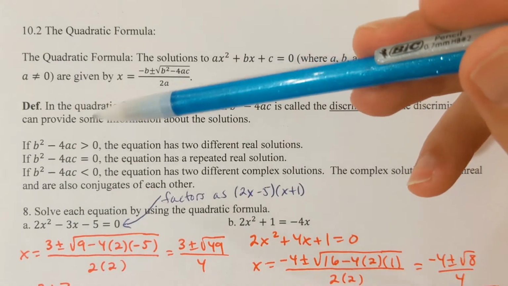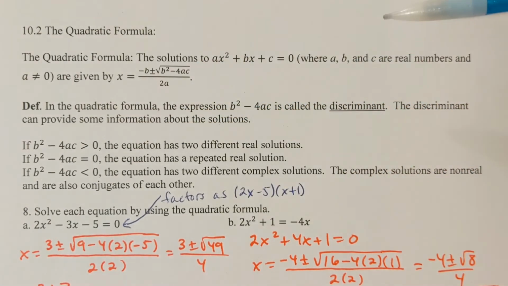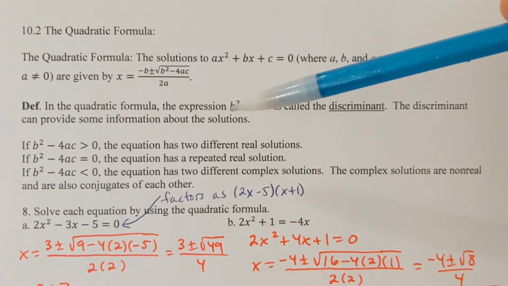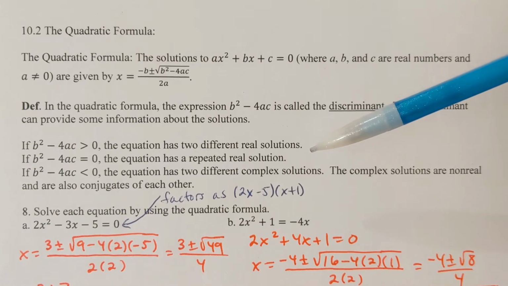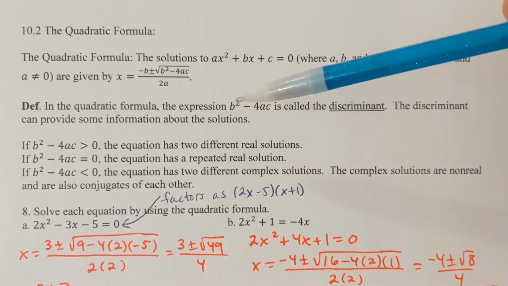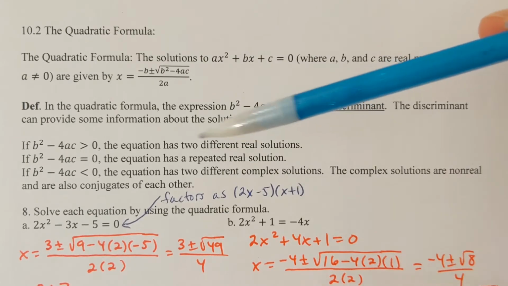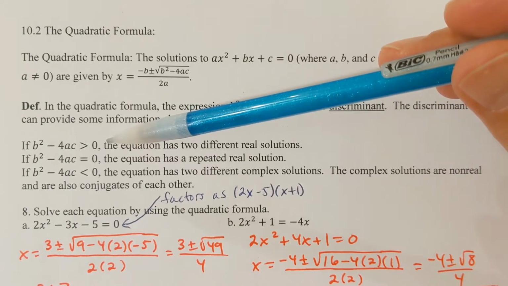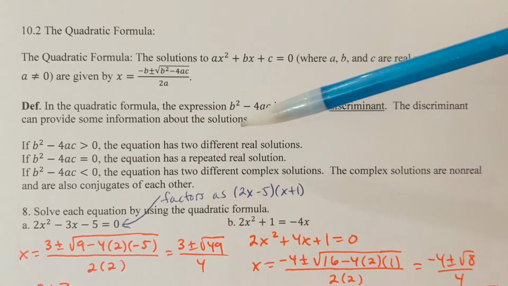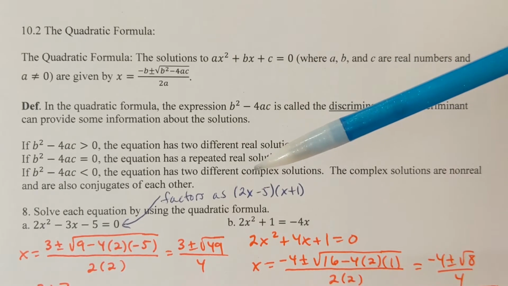Okay, so if the discriminant b squared minus 4ac happens to be a positive number, the equation is going to have two different real solutions. Remember, you always have two solutions to a quadratic. Positive discriminant means that they're going to be different real numbers. If b squared minus 4 times a times c ends up being equal to 0, the equation has a repeated solution. Okay, that can sometimes happen.